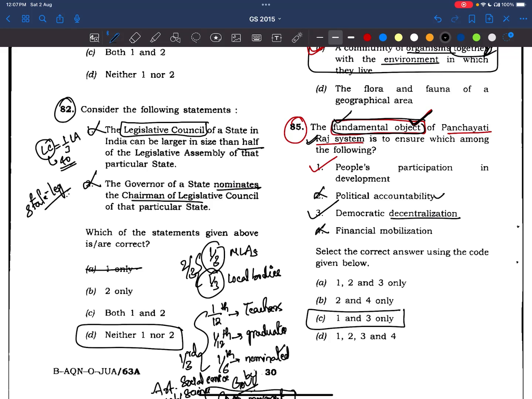Now, what do we have to read? We have to read the Panchayati Raj system, its evolution, the 73rd and 74th amendments, and all the related things. Almost all are covered in Lakshmikant. We have to revise the Panchayati Raj system and local government chapter, everything.